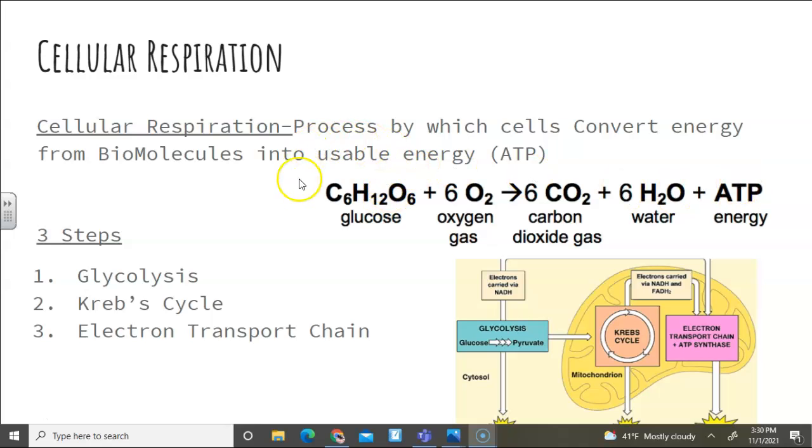So what happens is we take the glucose out of the food that we eat. It's going to go through a chemical reaction and ultimately make ATP, which is the kind of energy that our cells can use. The process that does this is called cellular respiration. So it converts the energy from the biomolecules that we eat, in this case glucose, into usable energy, which is ATP. And this is what that chemical equation looks like.